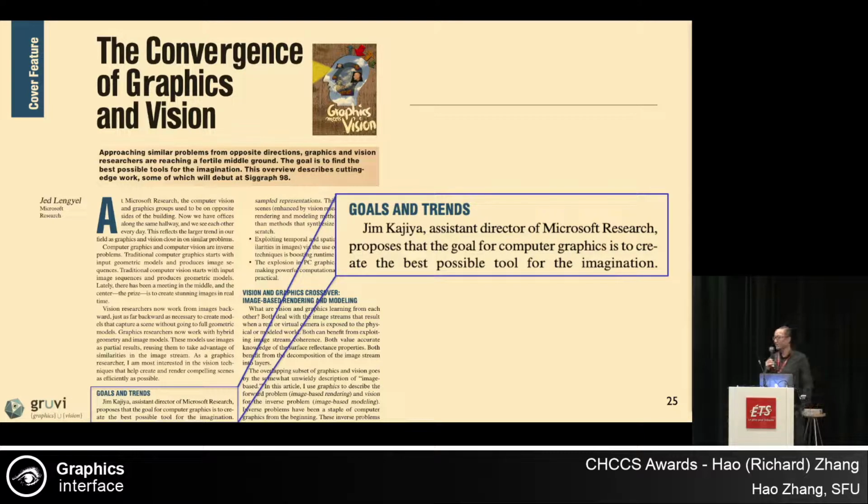There was actually a paper. Interestingly, the paper was called The Convergence of Graphics and Vision. And you see that there's a sentence there saying that, indeed, Jim Kajia mentioned that the goal of computer graphics should be about human imagination.